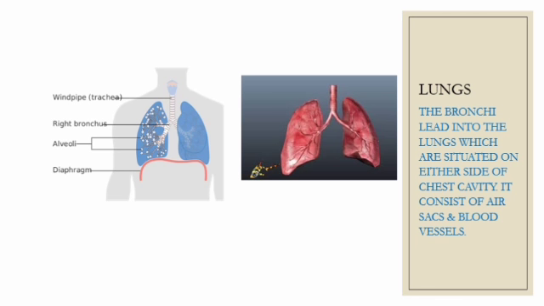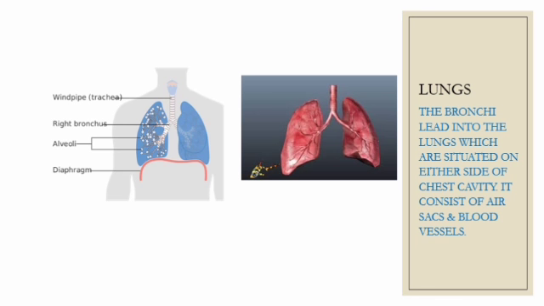These are called alveoli, and these are the two lungs. The pink one you can see here is the diaphragm. So what is the use of the lung? The bronchi lead into the lungs, which are situated on either side, on both sides of the chest cavity.